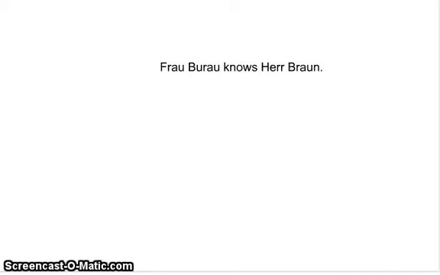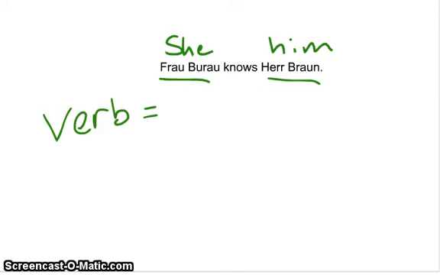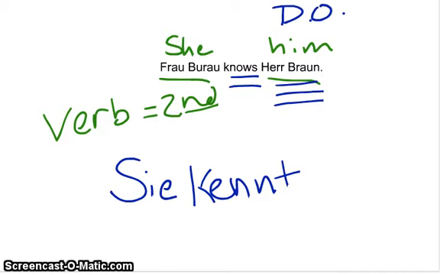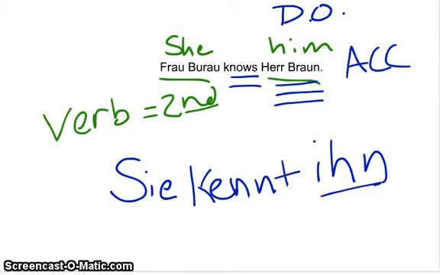So, let's take a look. Here's a sentence. Frau Burau knows Herr Braun. So both of these are nouns, and they can be replaced by pronouns. In English, we would say, she knows him. In German, word order is such that the verb is always second, so don't forget that. And then we can go ahead and write a sentence. So, knows is kennen. She knows. Sie kennt. And then, now we know she knows him. Him is the direct object of the sentence, therefore the accusative case. Sie kennt ihn.